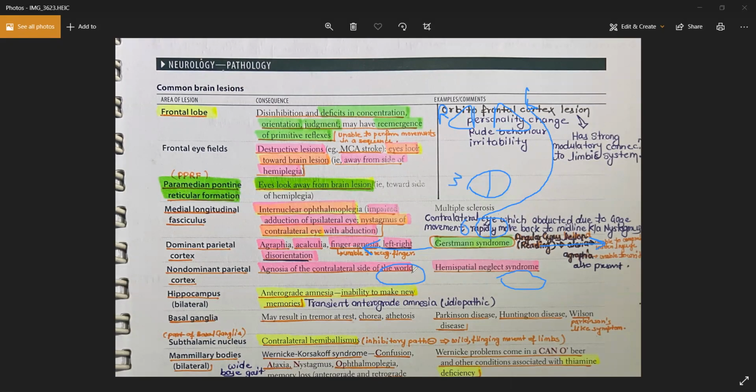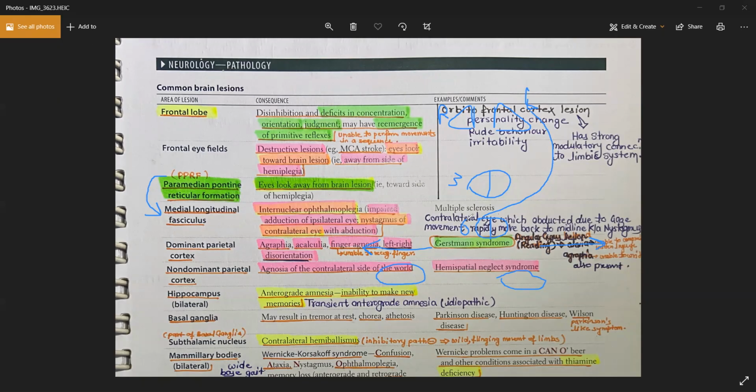Now, in order to get a coordinated movement, the transmission of impulses must be very fast, and that is done by the MLF, the medial longitudinal fasciculus. What happens is the cortex will first activate the parapontine reticular formation. This parapontine reticular formation will activate the medial longitudinal fasciculus. This medial longitudinal fasciculus will activate the third cranial nerve, and that's how you will get the simultaneous activation of the sixth nerve and the third nerve.